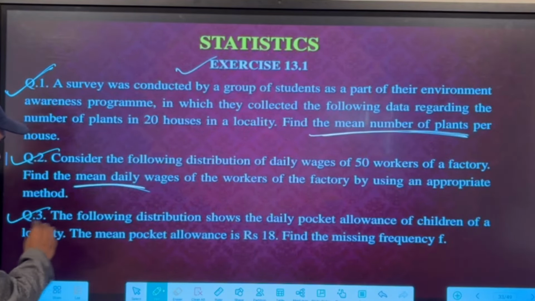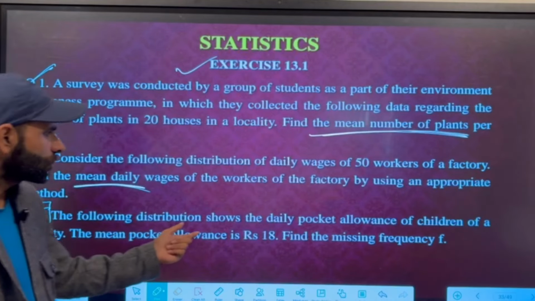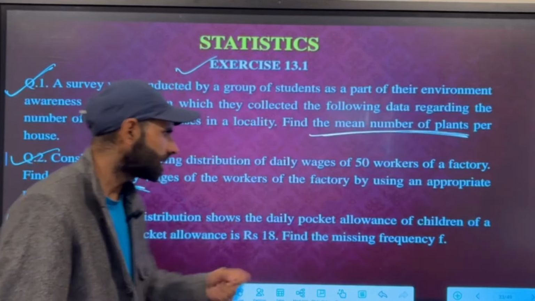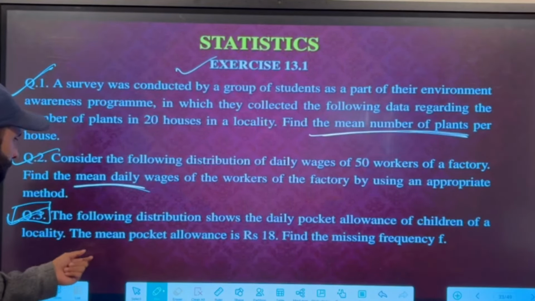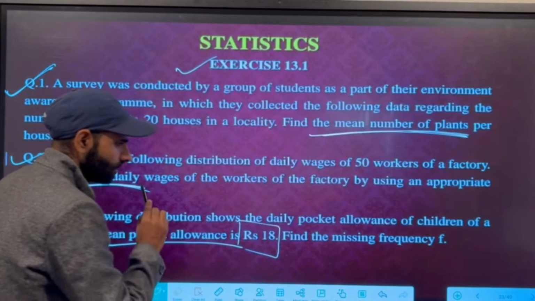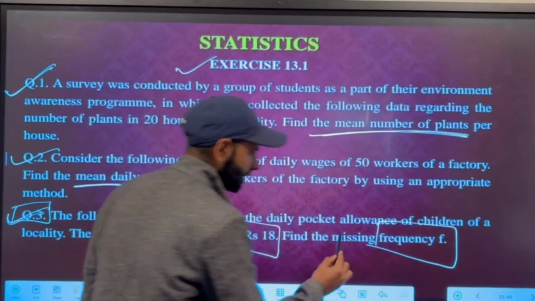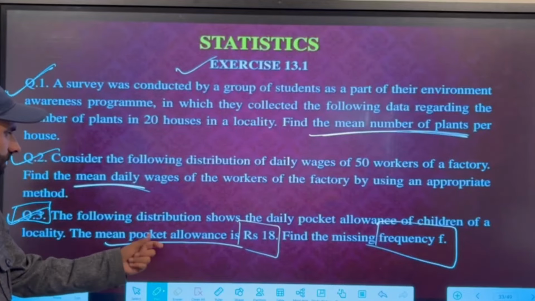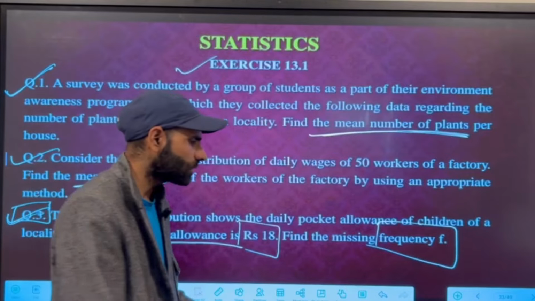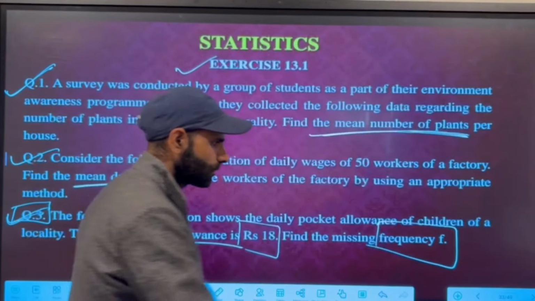Question number 3. Question number 3 is very important. The following distribution shows the daily pocket allowance of children of locality. The mean pocket allowance is rupees 18. Mean is given. You have to find the missing frequency F. Here in this question, mean is given. It is very important. You have to find the missing frequency F. Table will be given also.